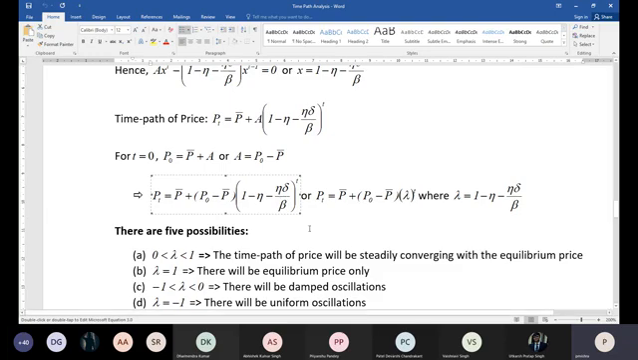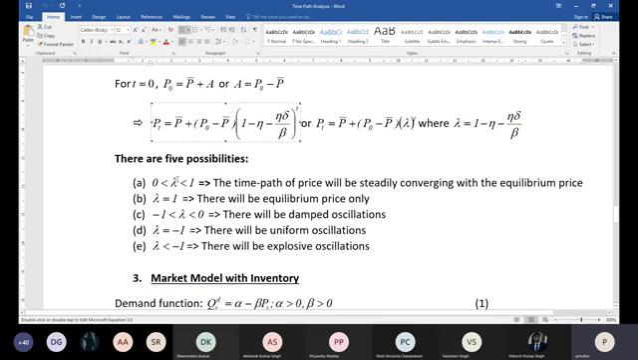And here we have 5 possibilities. One possibility is lambda is less than 1. And when lambda is less than 1, the time path would be converging steadily. That means the price will steadily converge to the equilibrium price. Similarly, if lambda is equal to 1, the price will be in equilibrium only. The price will always be in equilibrium. And the other 3 situations are the three alternative scenarios we discussed. Basically, we are bringing in the negative part, in the sense that lambda may be negative, and then again we may have three alternative scenarios in respect of different types of oscillations.